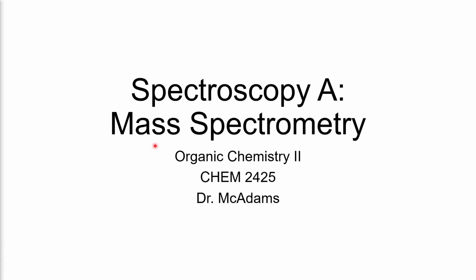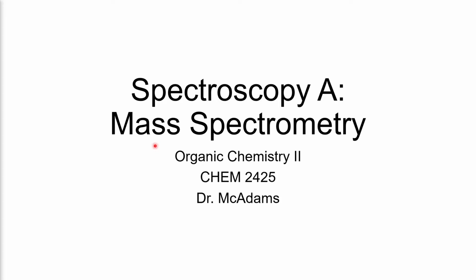The next chapter is Spectroscopy A, Mass Spectrometry. Now, this chapter is part of a 3-chapter segment, and the chapters are Spectroscopy A, B, and C. Normally these come in between chapters 12 and 13 in your textbook, but I have grouped them together after chapter 13, and we're going to do these on one exam. So it'll be one unit of spectroscopy.